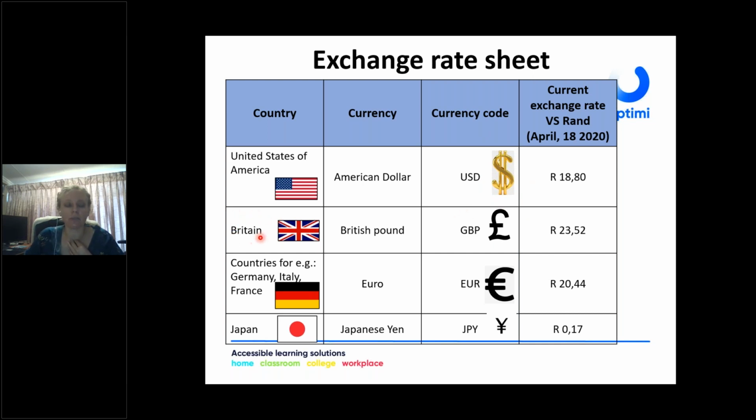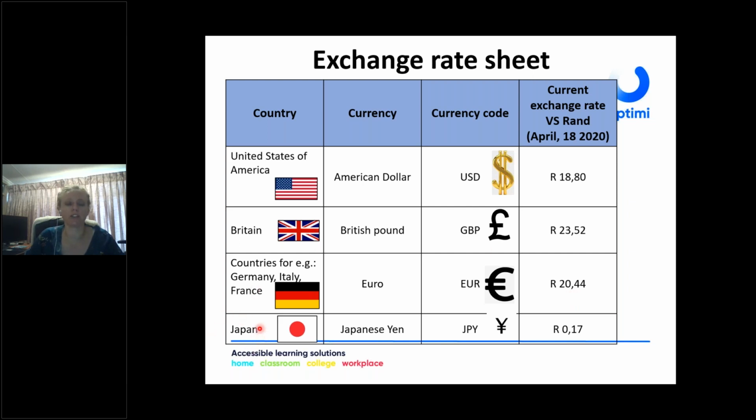Okay, so the second country that we look at is Britain, and they make use of the British pound, not just pound, the British pound. Their currency code is GBP, and they traded at 23.52 against the South African rand. Then countries, for example, Germany, Italy, and France. There are many other countries; these are just a few that I took. They use the euro. The currency code is EUR, and please make sure that you use the correct signage for the euro. It traded at this stage at 20.44 against the South African rand.